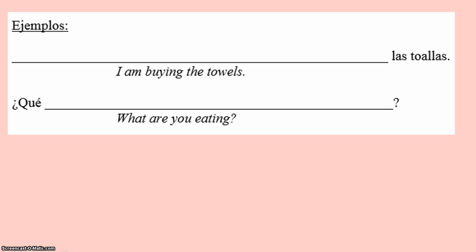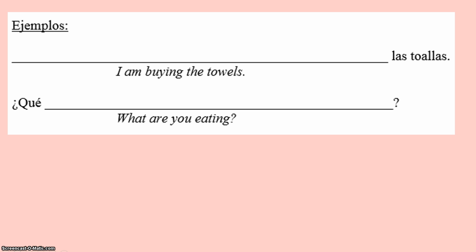Here I have two examples that I want us to work on. I am buying the towels. Let's look at that one first. I am. So we know that's going to be estoy. And then the verb to buy is comprar. To make buy go to buying in English, we add ing. We want to do the same thing in Spanish. So we're going to take comprar and we want to make it comprando. We want to take off that AR infinitive ending and add on ando.